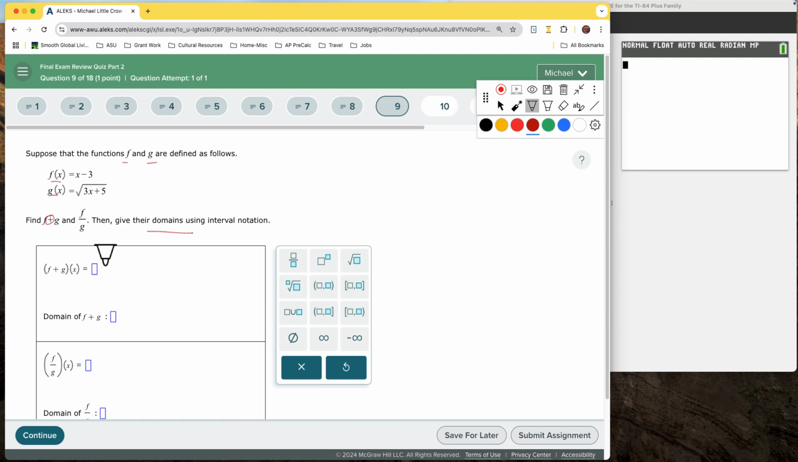Okay, so again, earlier, when we're thinking of domains, the two things we have to remove from the x values are anytime we have a division by 0, or anytime we've got negatives in the square root. So we got a square root here, and since we're going to have a division, we're going to have to do all of this. Okay. First, we're going to add them together.